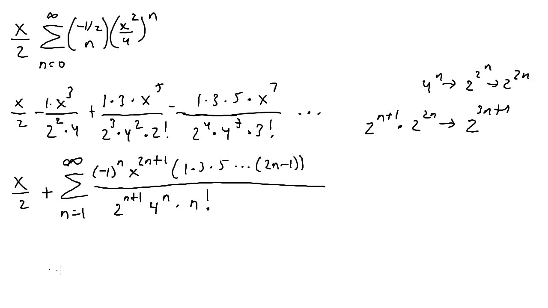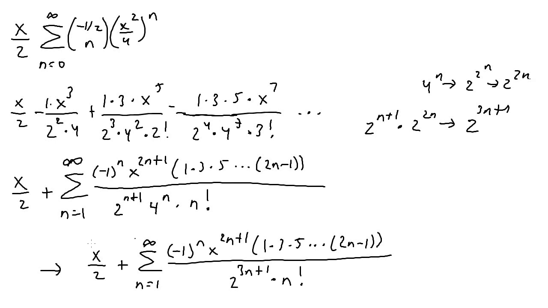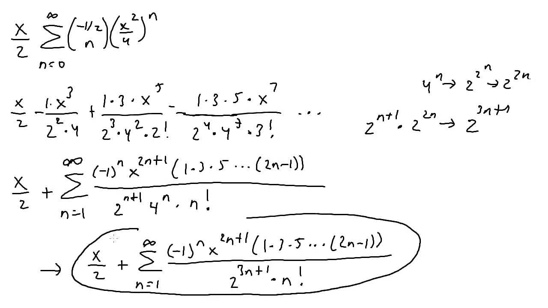So if I were to rewrite the series one more time, the power series is going to be x over 2 plus the series from n equals 1 to infinity of negative 1 to the n times x to the 2n plus 1 times 1 times 3 times 5. And the common pattern here is 2n minus 1 all over 2 to the 3n plus 1 multiplied by n factorial. And so that is the final answer for the power series of the given binomial.